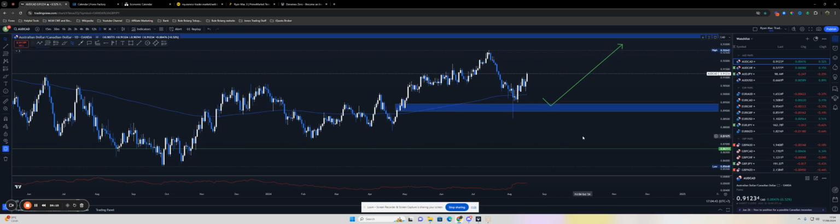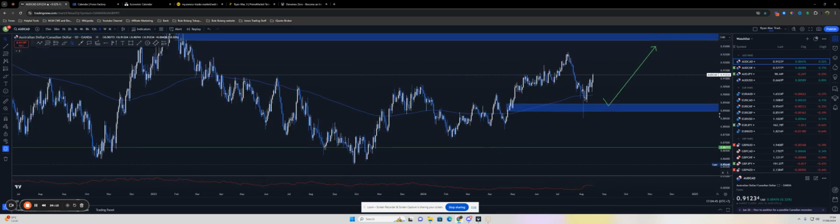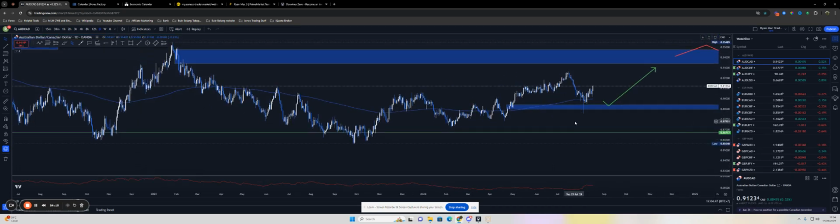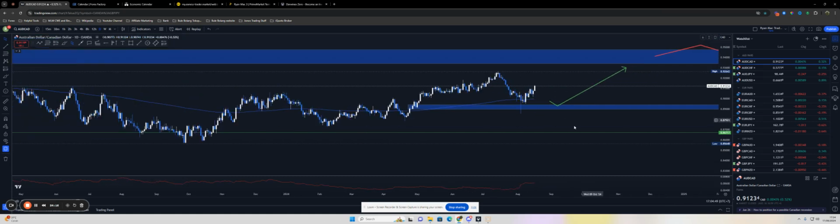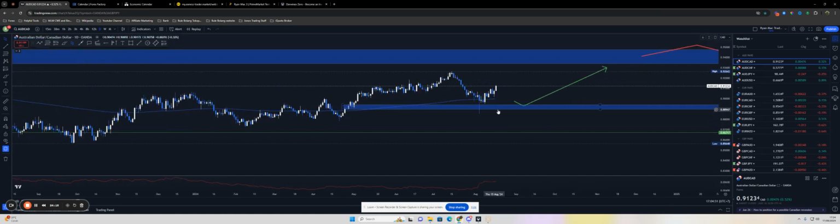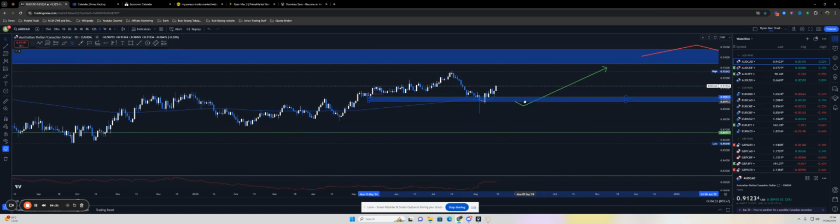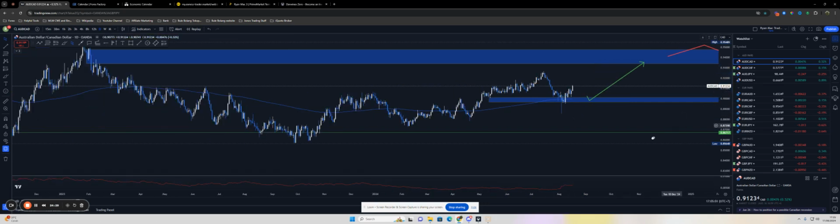I'm not going to bother with anything here. AUD CAD. Well, I mean, look, you don't even have to do it anymore, guys. It's literally as simple as that, right? You're looking for it to come back and retest that zone. Would I take it? Nah, it's not a trade that I would take. I just think it's pretty poor.